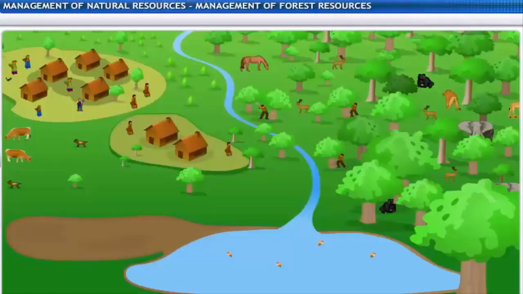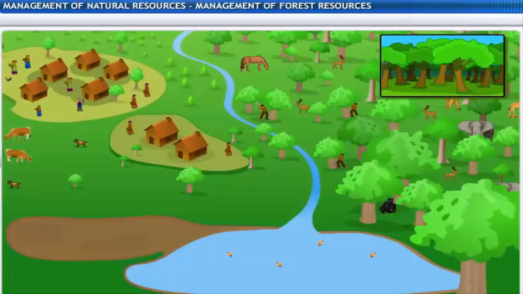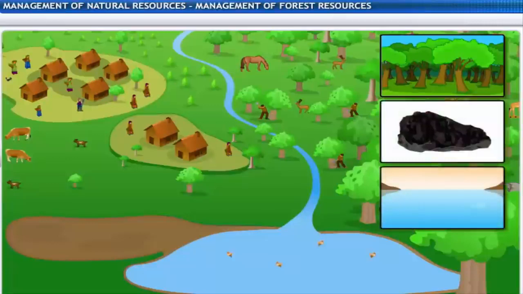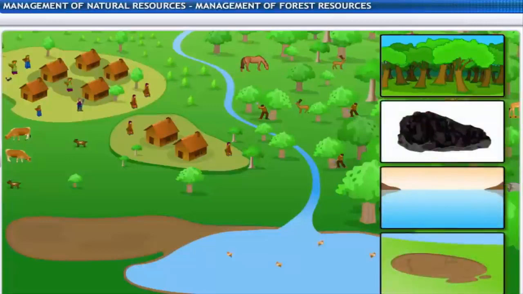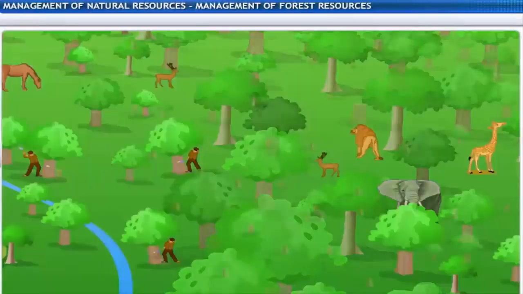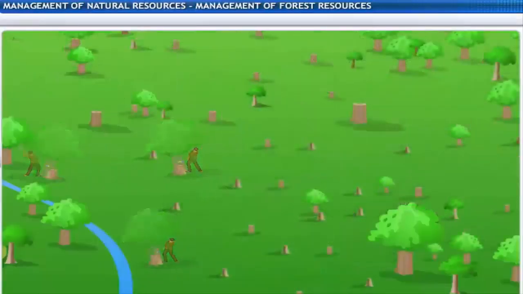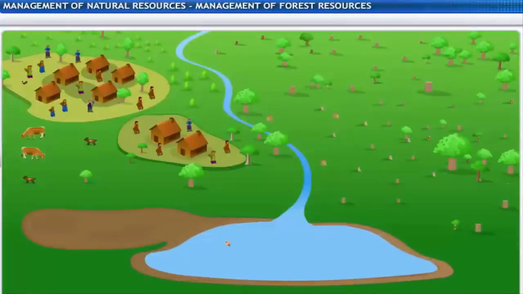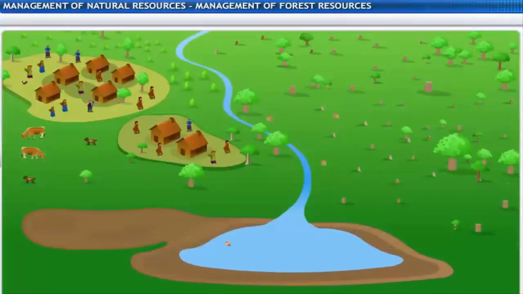Like Kevin, we all need to be careful while using our natural resources. Our planet Earth offers us several resources such as forests, minerals, water and soil on which we are dependent for many of our needs. Like Kevin's bottle of water, these resources will also get depleted if we are not careful about how we use them.